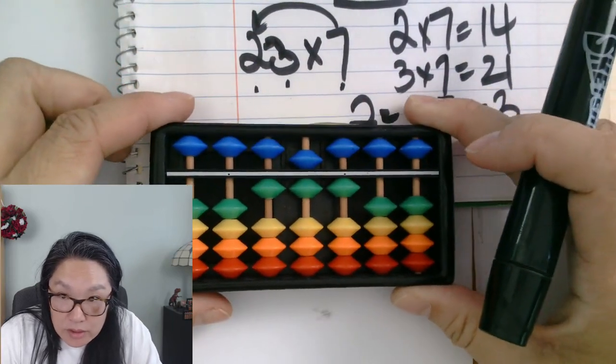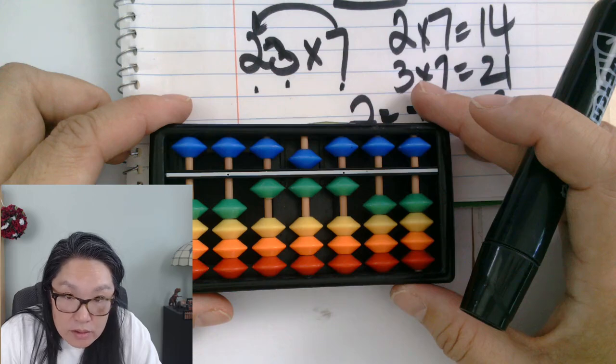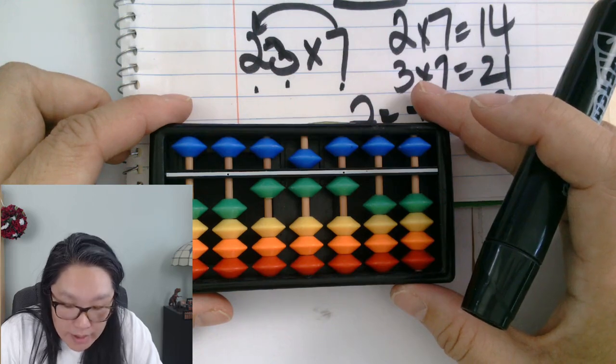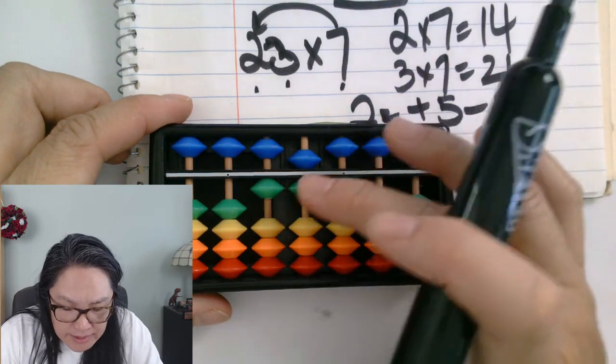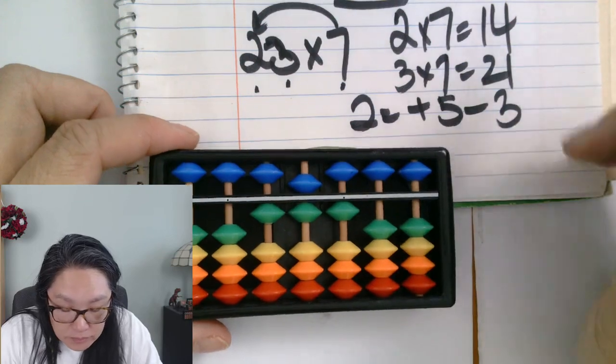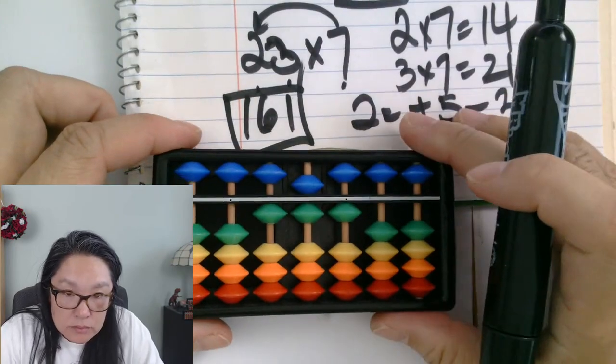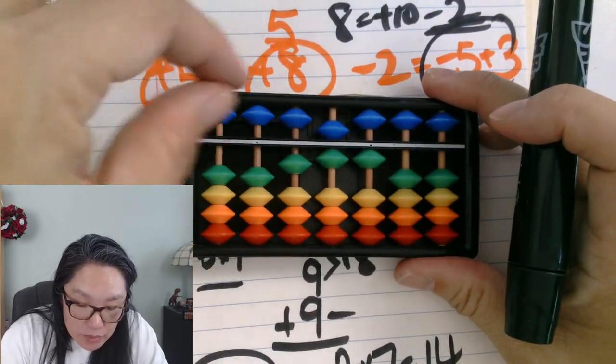What's my answer? Hey, David. Right. 161. Yes, 161. We can do another one. But see, what we just did is we just added the numbers. We just put the numbers on the abacus. I need to change numbers.